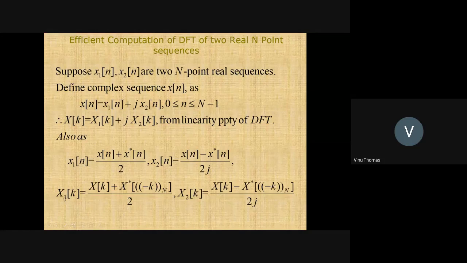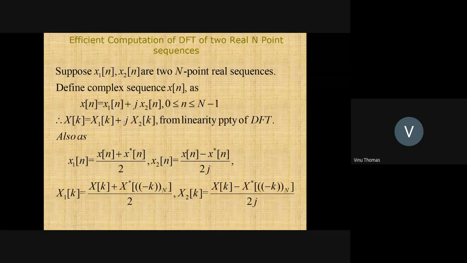And now you are given x of k. To compute x1 of k from x of k, how many multiplications are required? Do you have any multiplications in this equation? There are no multiplications. So do you have any multiplications here? No. Again, there are no multiplications.